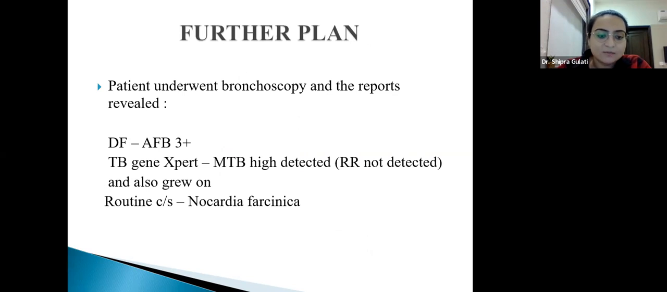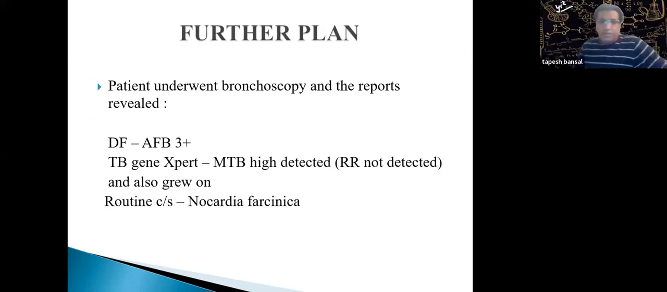Direct AFB staining was 3+. TB GeneXpert showed MTB detected with no rifampicin resistance. And the routine culture sample also grew Nocardia farcinica. So just hold it there. This is very interesting now that he has both tuberculosis and Nocardia. And the thing is, Dr. Ritu comments and Dr. Nicholas.